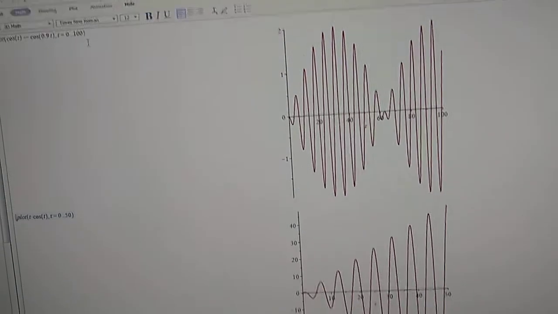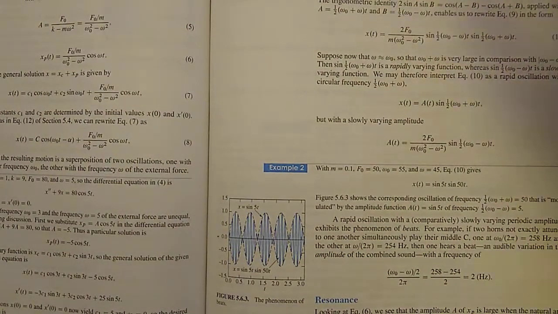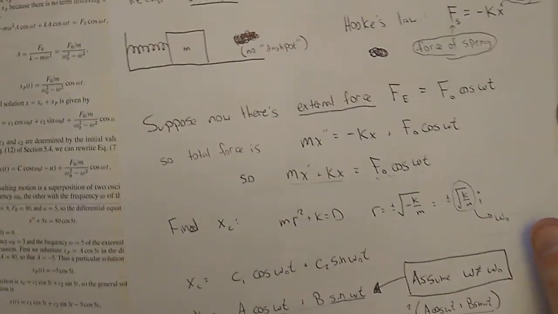So let me say a word now about when omega and omega naught are equal. And I won't show a lot of work. I won't go into a lot of detail here. I'll just give an idea.